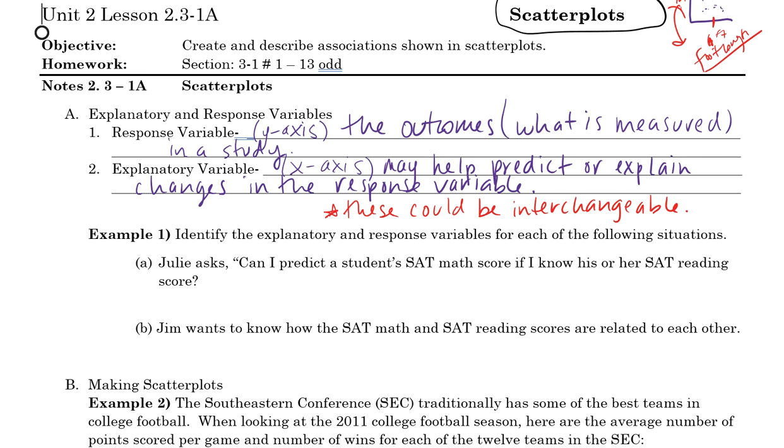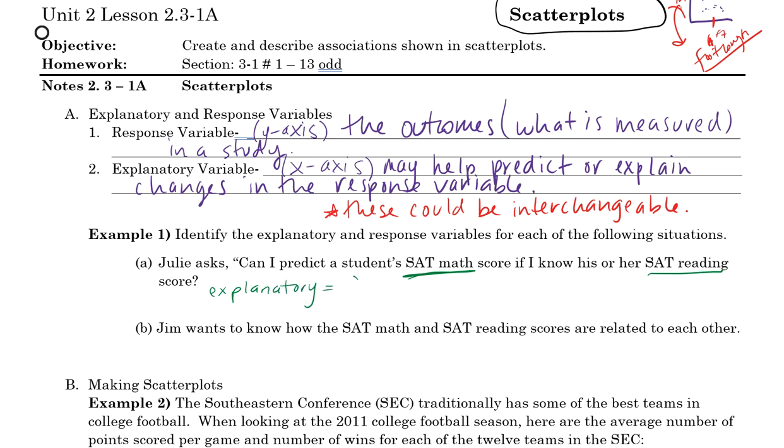Okay, so for Julie, she wants to predict an SAT math score from an SAT reading score. And so since she's using the reading score to predict the math score, the explanatory variable here is the reading score.